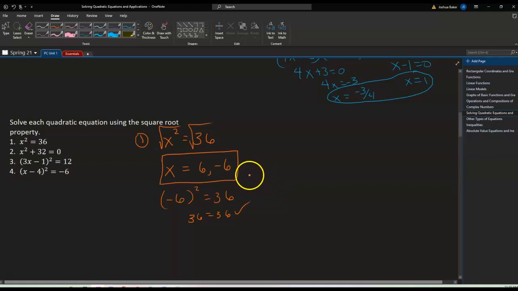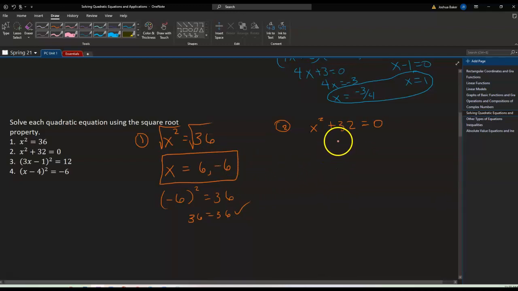The other explanation could be that you subtract the 36 across and factor using the difference of two squares, but I don't think we're going to go that far into it. Just understand that when you're using the square root property, you need to use both the positive and the negative version of the square root.